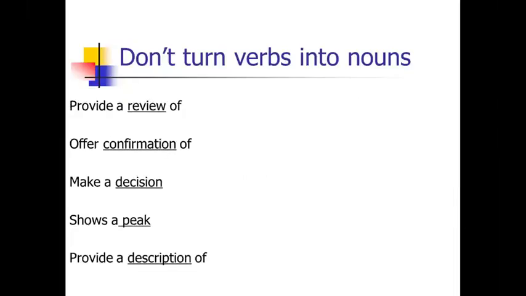Here are some more examples of this that crop up all the time in the scientific literature. People will say it provides a review of, it offers confirmation of, it makes a decision, shows a peak, provides a description of. Again, these are all nice spunky verbs that have been turned into nouns: review, confirmation, decision, peak, and description. And then paired with a really boring verb: provide, offer, make, show, provide. So let's turn those all back into those nice spunky verbs. That would be review, confirm, decide, peaks, and describe. See how much better that is?